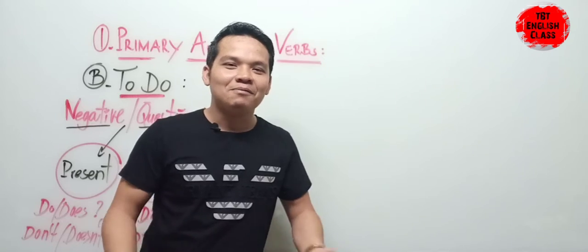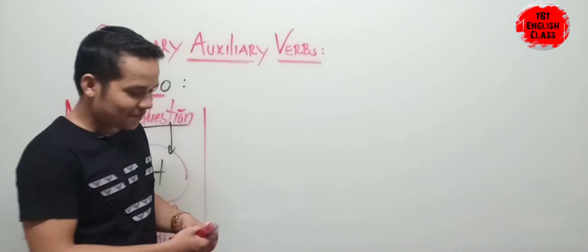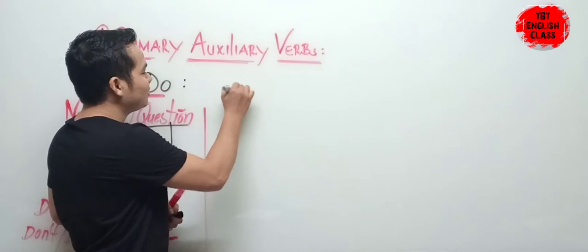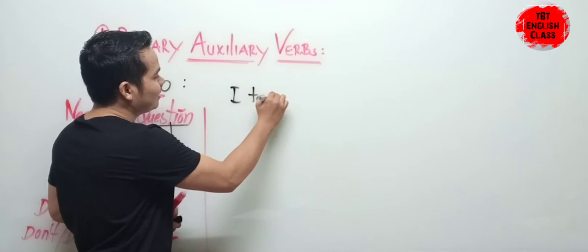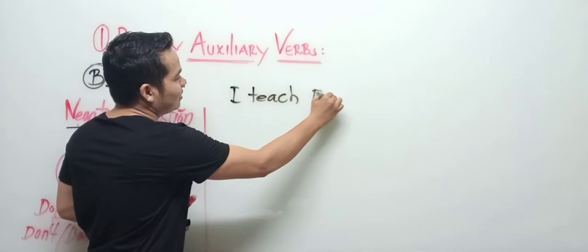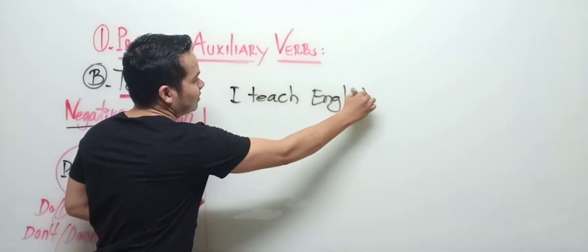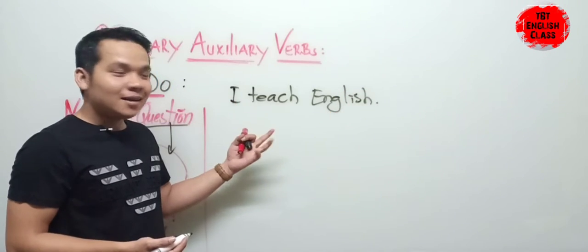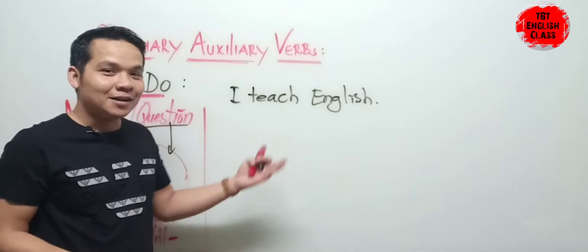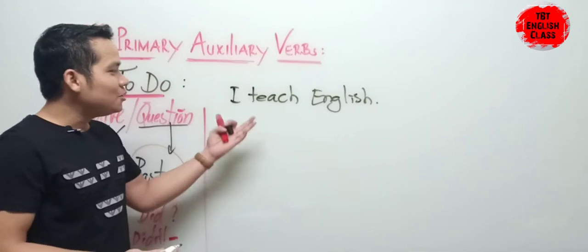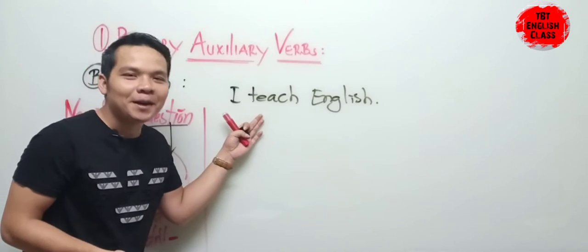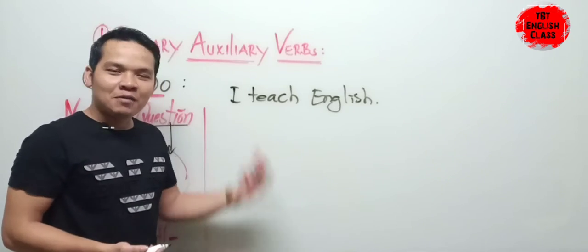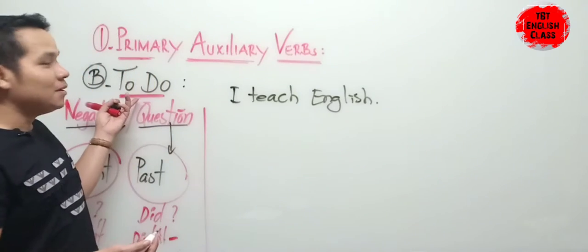Okay, so now let us see a simple example with me. I say, I teach English again. I teach English again. Okay? Do you see don't, doesn't, or did here? No, not yet changed to be any tense. But we want to change this simple sentence to be negative or question by using the primary auxiliary verb to do.